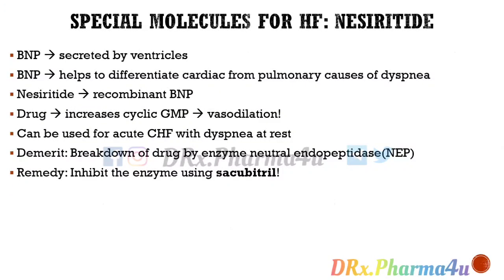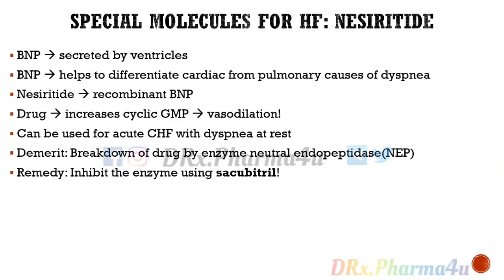Then we have nesiritide. Brain natriuretic peptide is something that is secreted by the ventricles, and BNP helps to differentiate cardiac from pulmonary causes of dyspnea. Nesiritide is a recombinant form of BNP. This also increases cyclic GMP, which helps in vasodilation. It can be used for acute CHF with dyspnea at rest. For example, if you are at rest and still having a breathlessness issue, then in that condition you can use nesiritide.